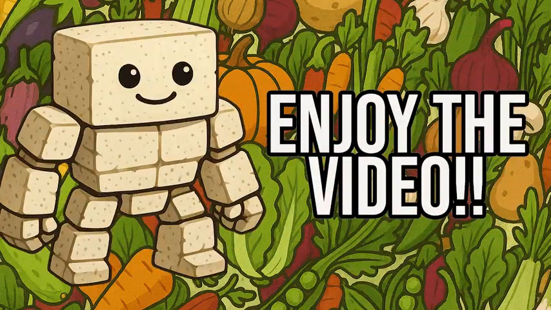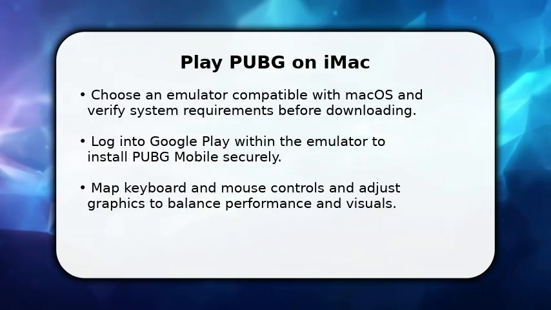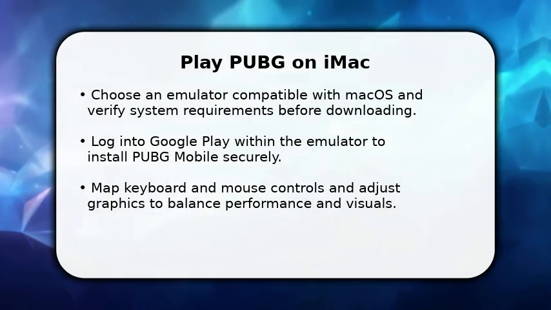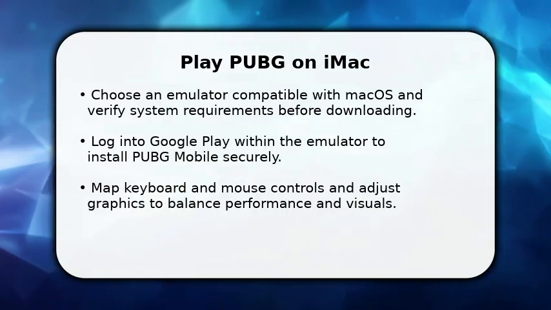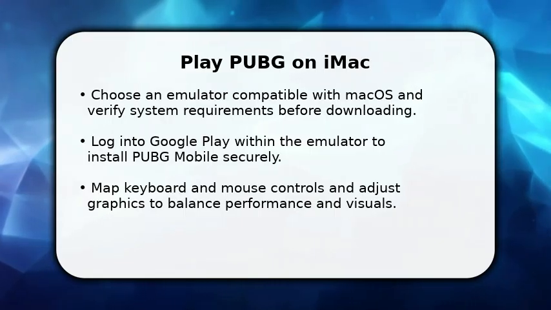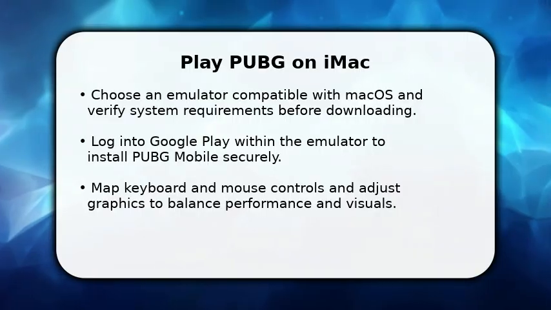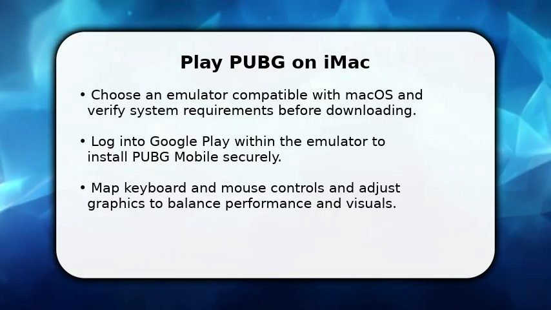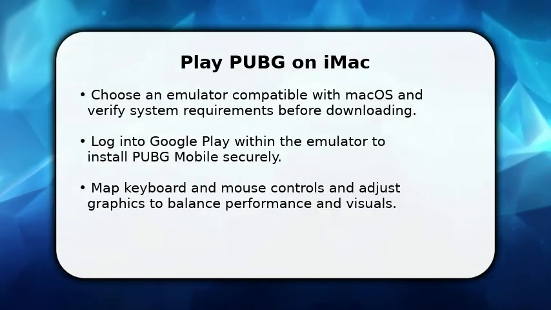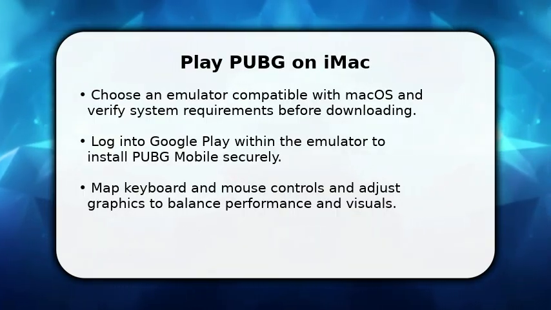Please enjoy the video. In this video, I will show how to play PUBG Mobile on a Mac step by step. First, download a compatible Android emulator and verify system requirements, then install the emulator and grant permissions. Next, log into your Google account, open the App Store inside the emulator, search PUBG Mobile, and install the game. Finally, map keyboard controls, set graphics to balanced, restart the emulator, and launch a practice match to test settings.